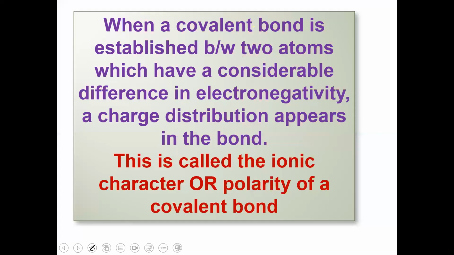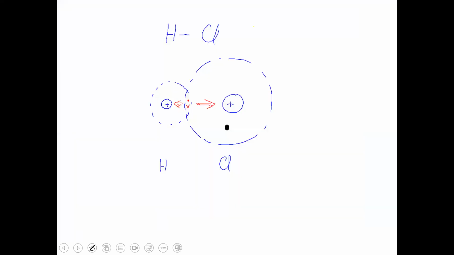Now, we start this concept when a covalent bond is established between two atoms which have a considerable difference in electronegativity. A charge distribution appears. This is called ionic character. Now consider a bond between hydrogen and chlorine, HCl. Now there is a shared pair of electrons.